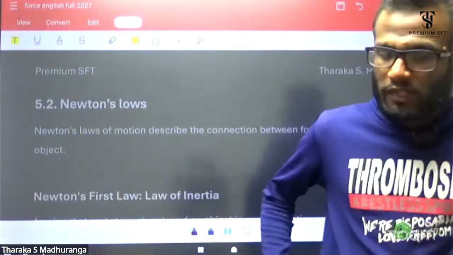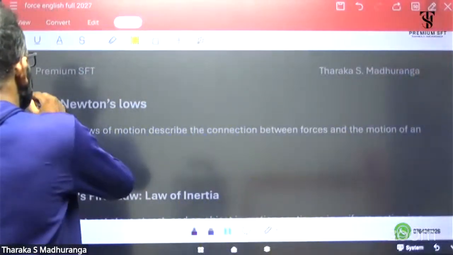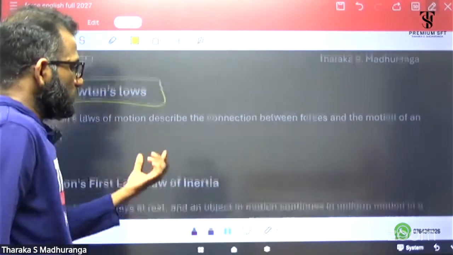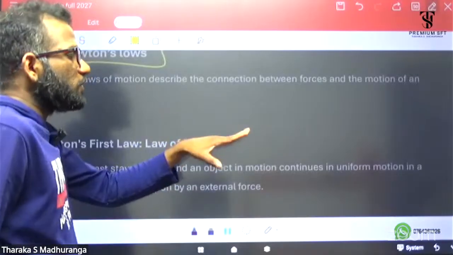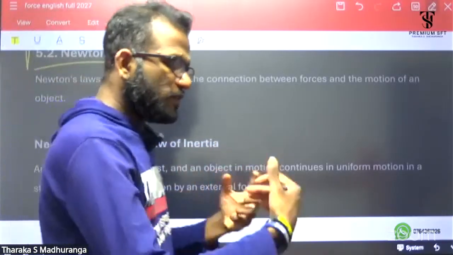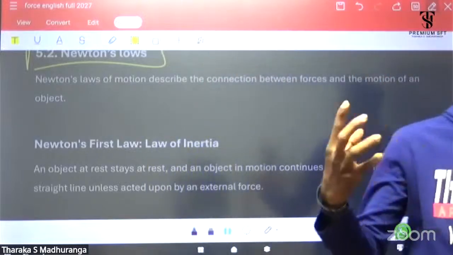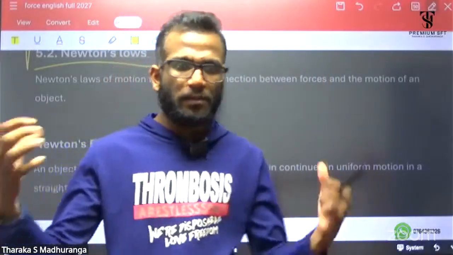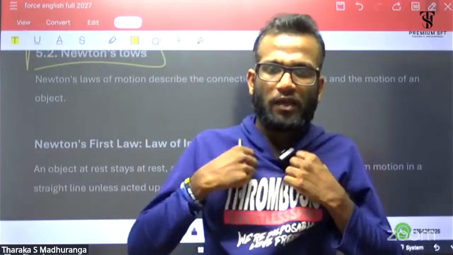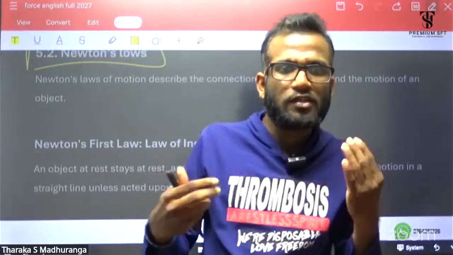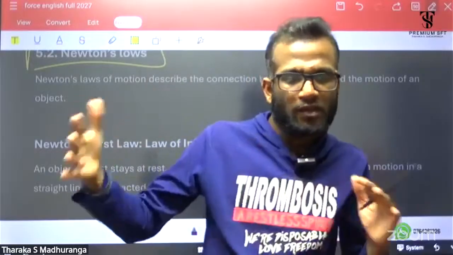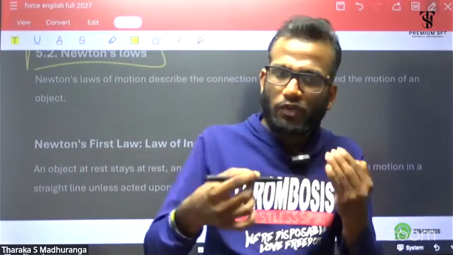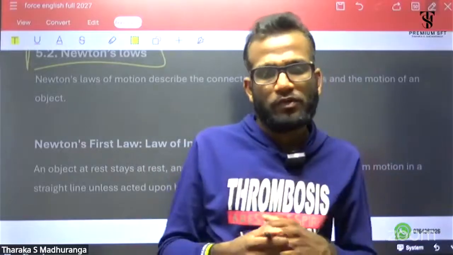Okay, the second part of the lesson, Newton's laws. This is the most important lesson because in the exam, questions are not asked directly in the force lesson. In the exam, questions always come as combinations. Work energy power questions come based on force, moment of force and everything as combined questions, and mechanical properties questions come combined with force and work energy.